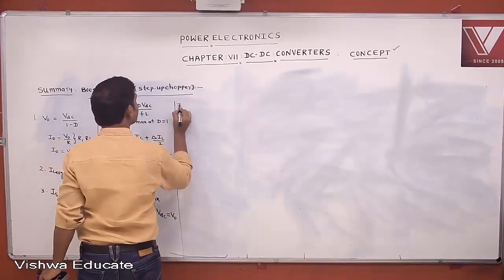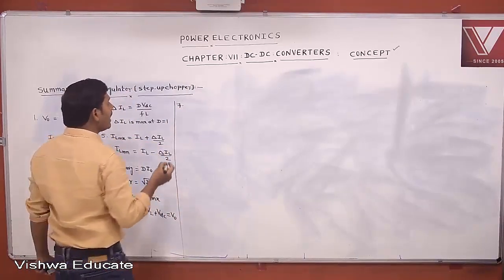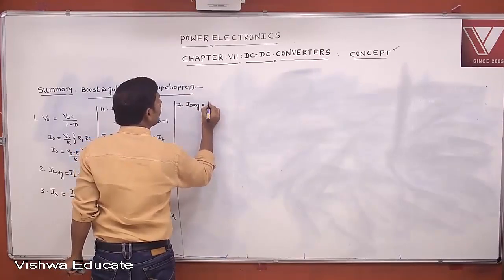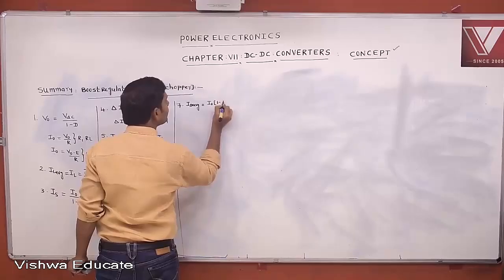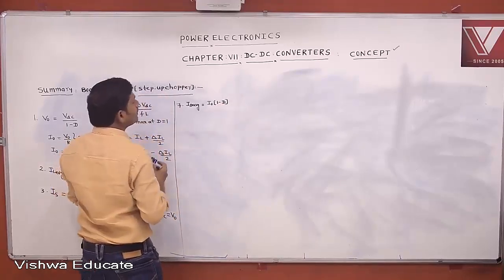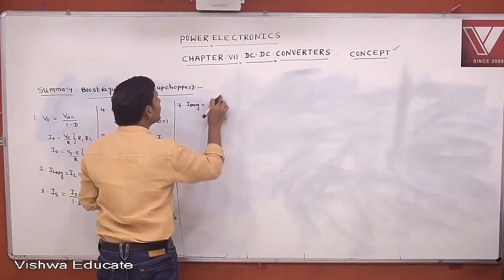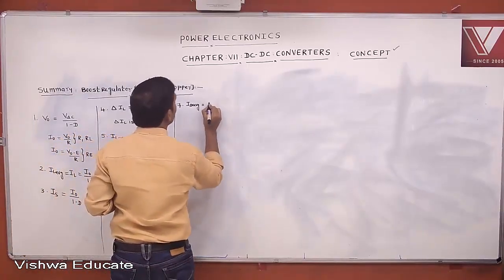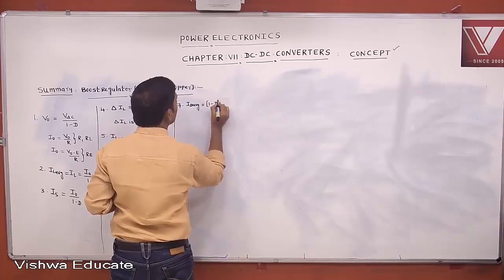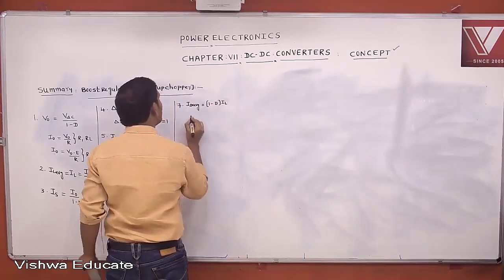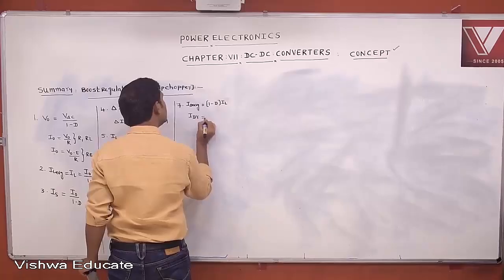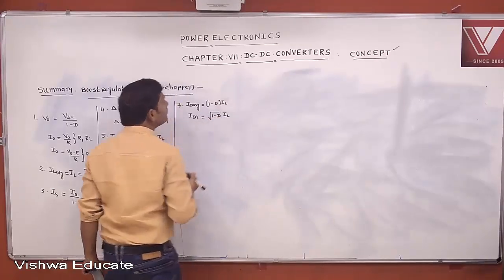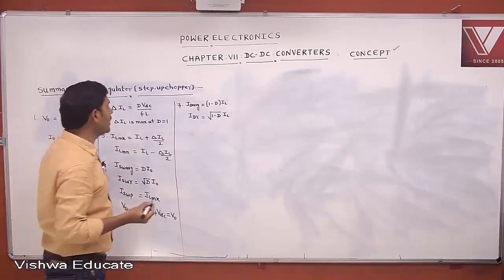Seventh one. What is the average value of diode current? ID average equal to I naught into 1 minus D. That is not I naught, this is IL into 1 minus D. Average value of diode current, that is 1 minus D into IL. What is the RMS value of diode current? Square root of 1 minus D into IL. Okay, this formula is derived.